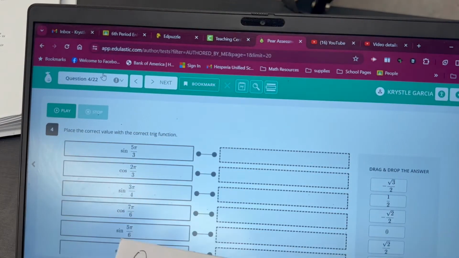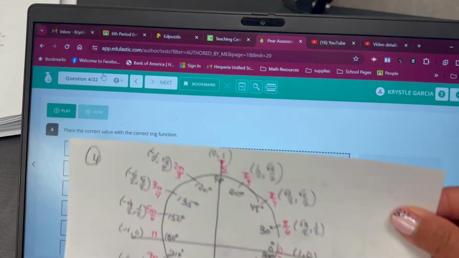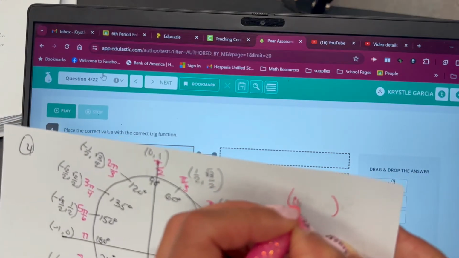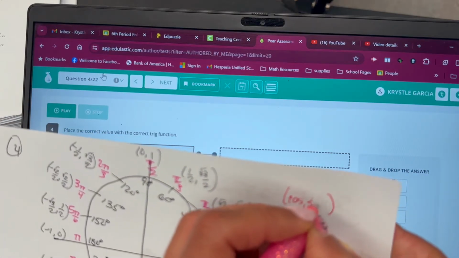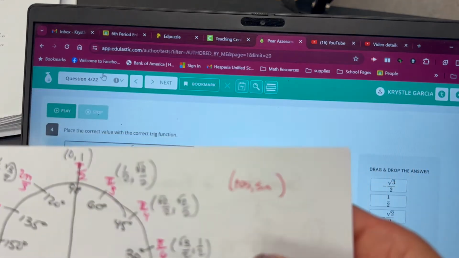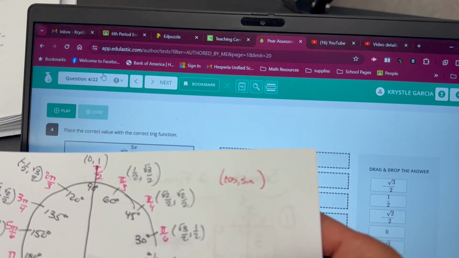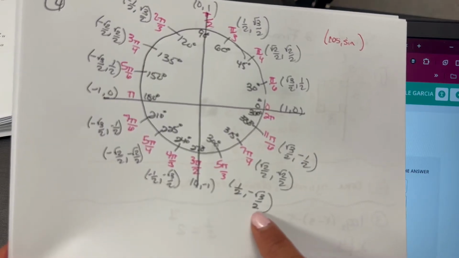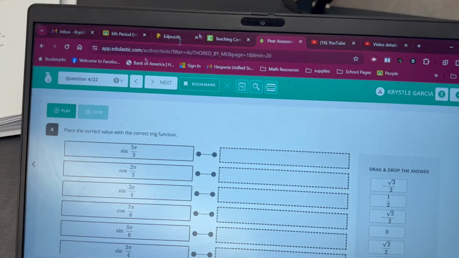And maybe we should add to our unit circle diagram here that in an ordered pair, cosine is x, sine is y. Some of you guys have been switching that. Cosine is x, sine is y. So the sine, the y value at 5 pi over 3 is a negative square root of 3 over 2. So I'm going to drag and drop, negative square root of 3 over 2.